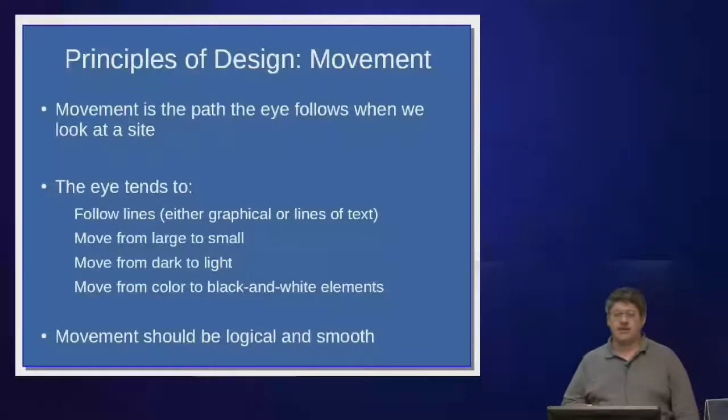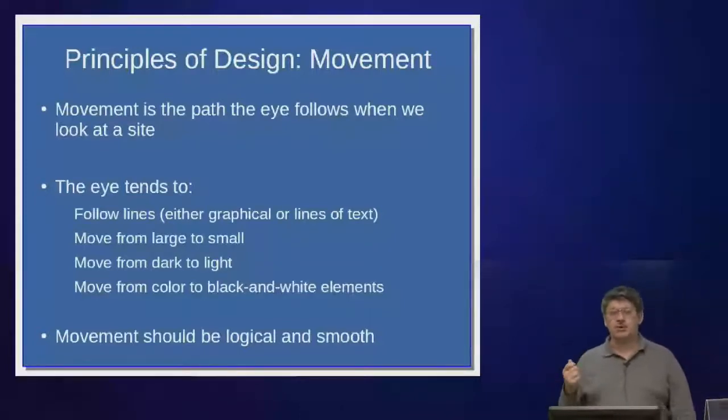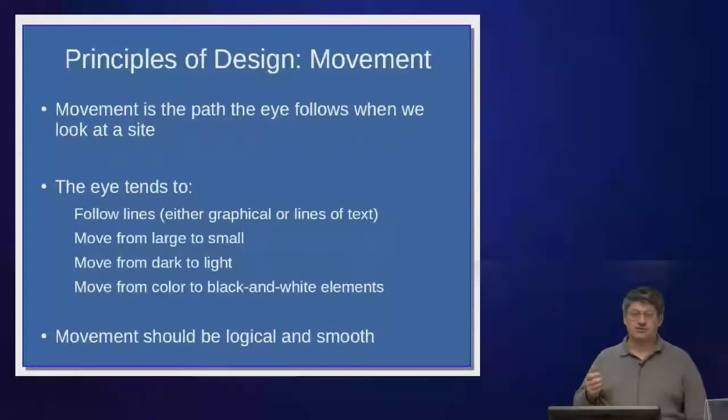For example, if you have hierarchical information, perhaps it's an outline of a paper or some other document, the most important points should have high visual weight. They should be large, they should be bold, they should be dark. And the subpoints should be smaller and lighter and have less bright colors. So the principle is that movement should be logical and smooth.